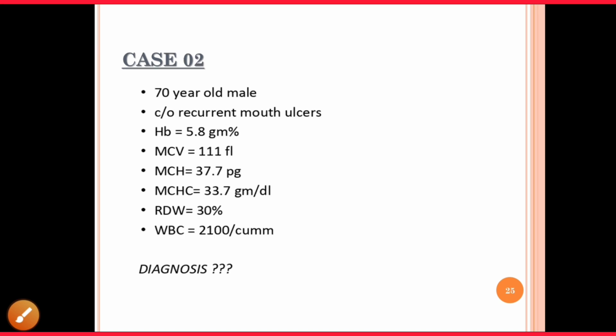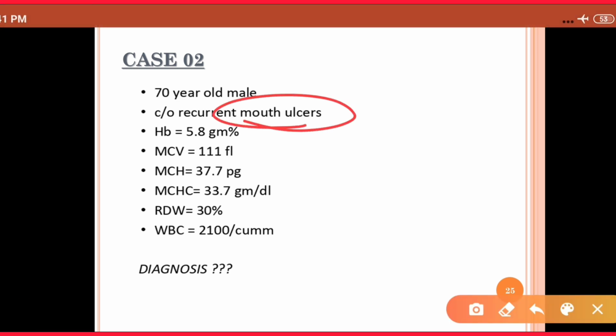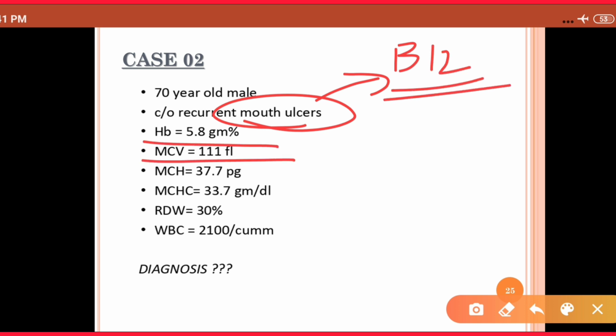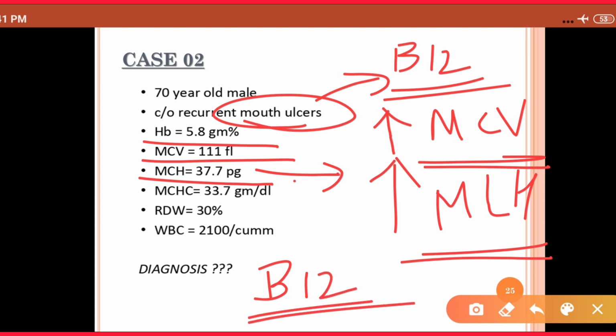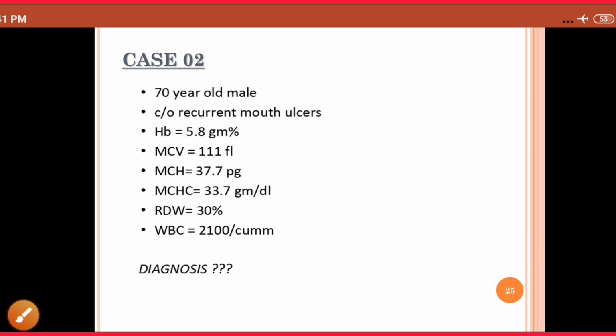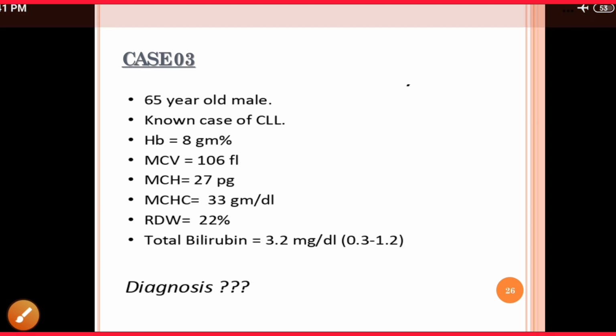Okay. Second case is a 70-year-old male, recurrent mouth ulcer is there. You know, this mouth ulcer is classically seen in B12 deficiency. That's a clue. Your hemoglobin level is low and MCV is high. Rest of the features are normal and MCH is increased. So remember the cause for increased MCV and increased MCH. It is seen in macrocytic anemia, particularly megaloblastic anemia, particularly B12 deficiency, in which the MCV and MCH both are increased. So it's a case of macrocytic anemia.